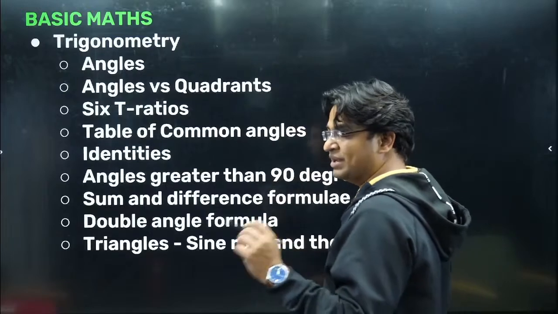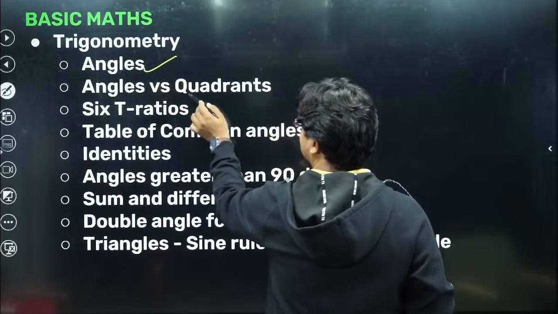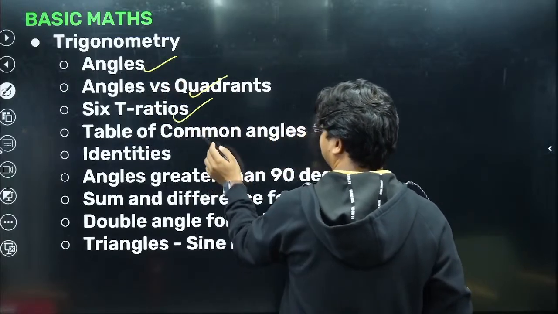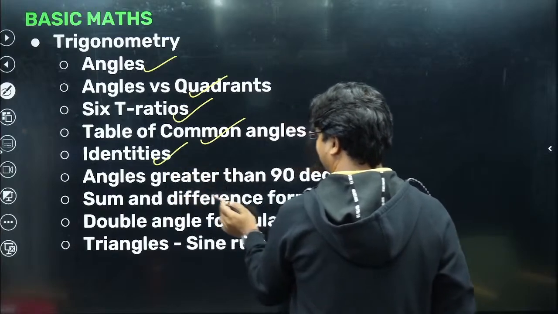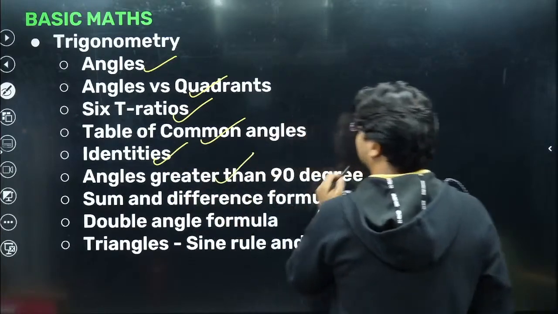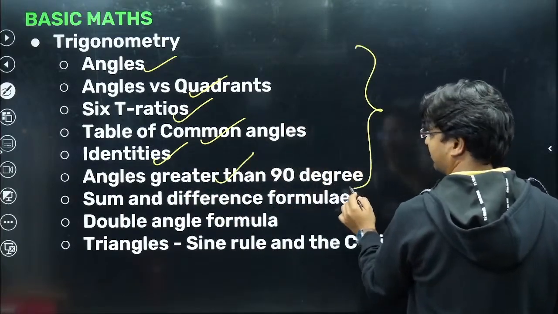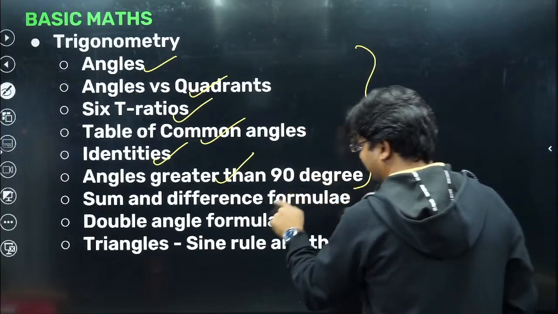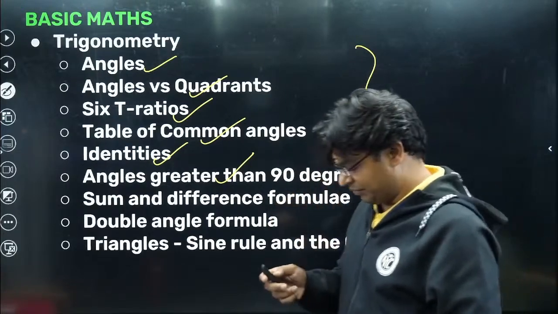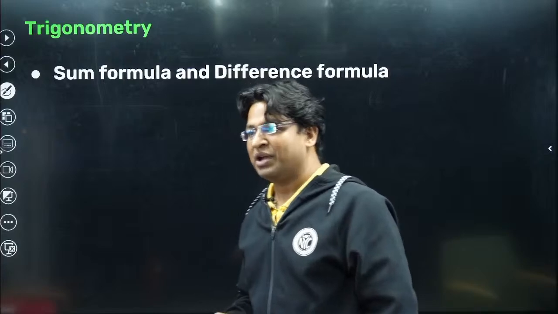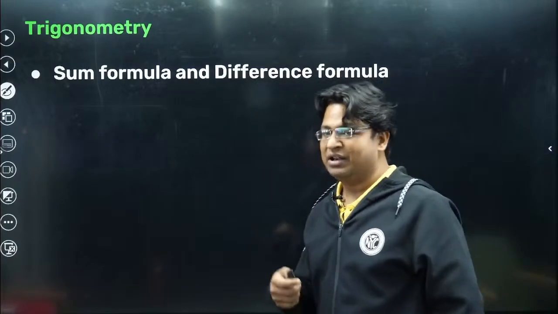In the last session, we talked about angles and quadrants, trigonometric ratios, table of common angles, identities, angle greater than 90 degrees. So all this was covered in lecture number 1, and we are today going to talk about the sum and the difference formula, and we are going to see how to use them. So without wasting any time, let's begin, guys.